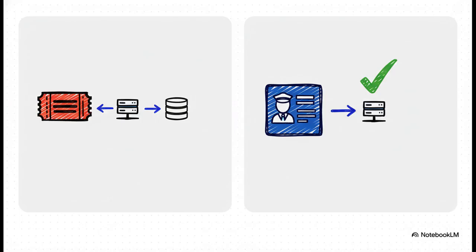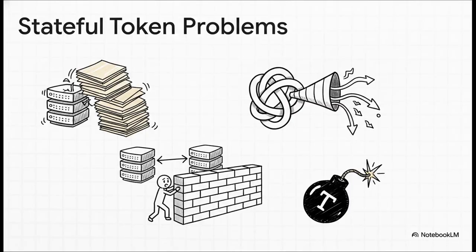Now compare that to a stateless JWT. This thing is your VIP all-access pass. It's got your name, your picture, what areas you're allowed in, all printed right on it. You just flash the pass and you're in. Simple. No lookup necessary.